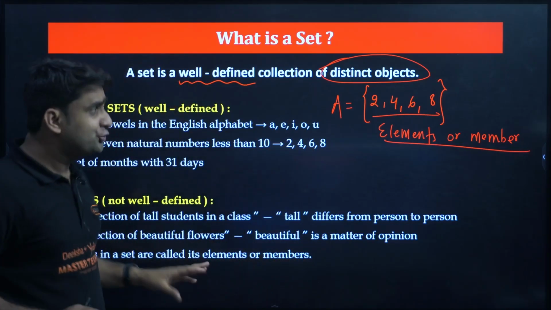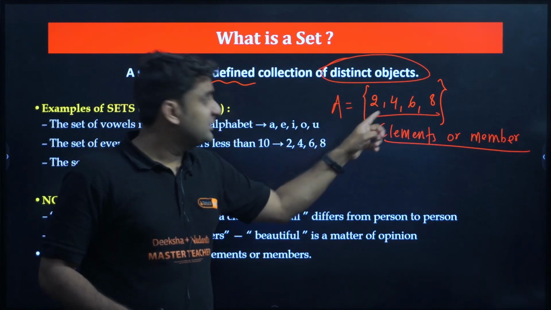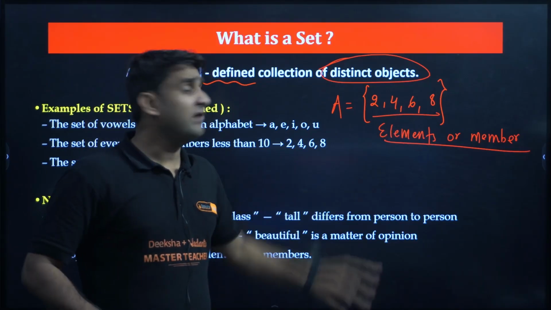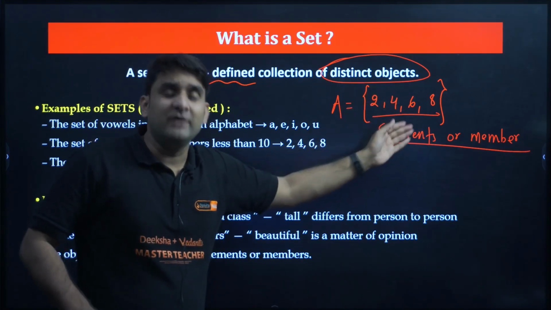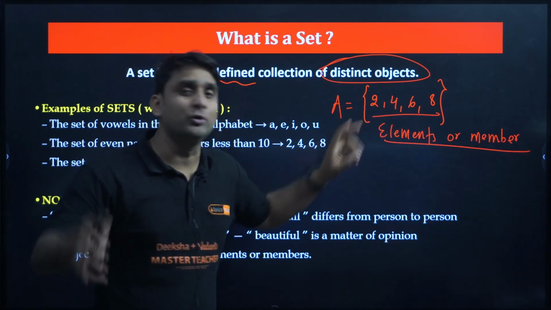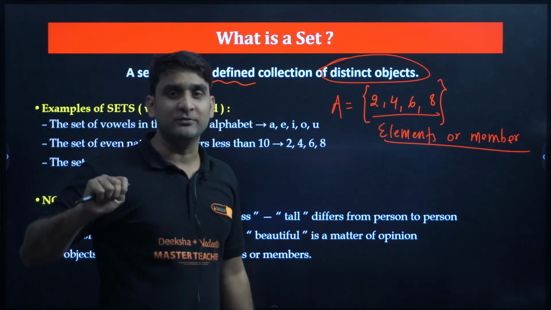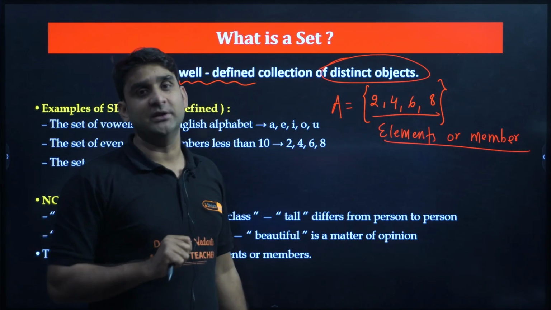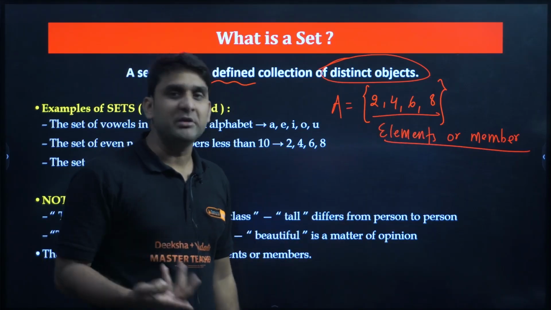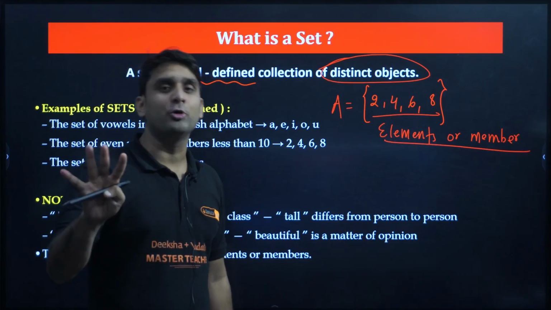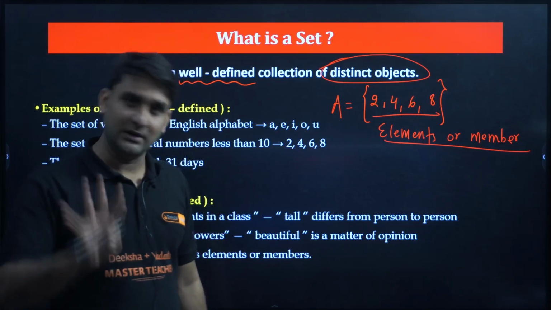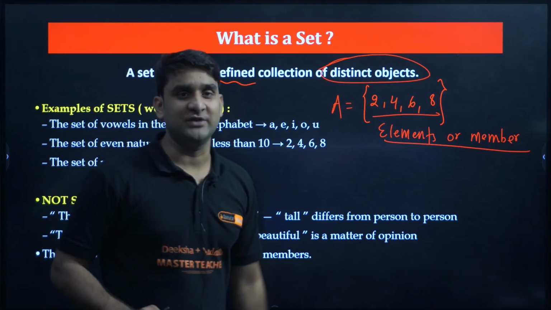Clear, everyone? So distinct means what? The number, the member, the element should not be repeating. If a number is repeating, for example, by mistake, if I have written 4 two times, only one time will be considered. If the member is repeating again and again, it is not making any sense. So please ignore. Repetition is not allowed in a set. Clear, everyone? So that's why we are using distinct objects.